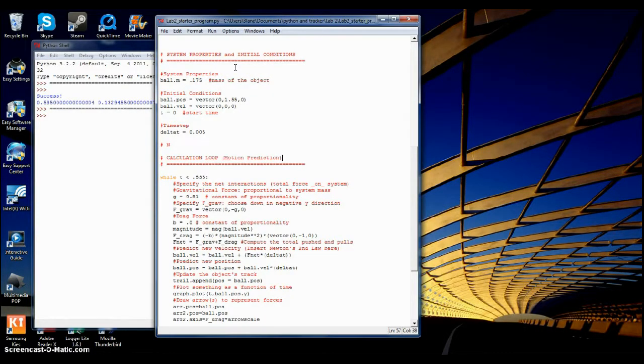Coming over to Python, we plug the ball's mass, which is 0.175 kilograms, in. We plug in its initial position, which is 1.55 meters in the y direction, which was gathered from the tracker data. We set a small delta t based on the runtime of the video, which was 0.5 seconds. We set our net force, which is going to end up being the force of gravity for this run, which is negative 9.81. And then by applying the Newtonian principles, our model looks something like this.